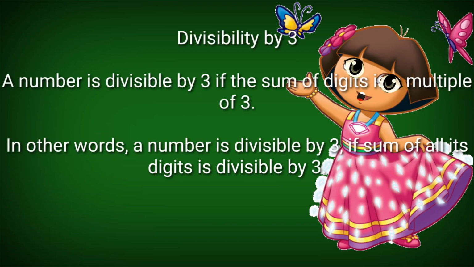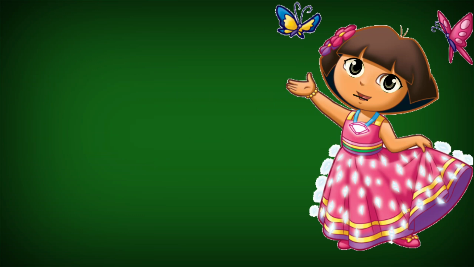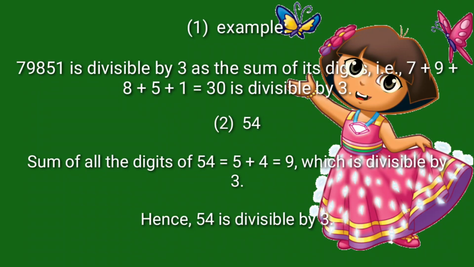Divisibility by 3. A number is divisible by 3 if the sum of its digits is a multiple of 3. In other words, a number is divisible by 3 if the sum of all its digits is divisible by 3. Example: 79,851 is divisible by 3 as the sum of its digits, 7 plus 9 plus 8 plus 5 plus 1, is equal to 30, which is divisible by 3.